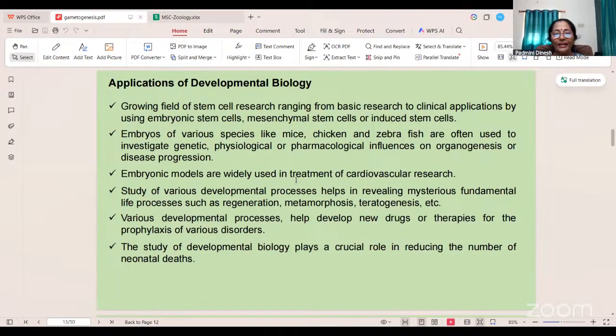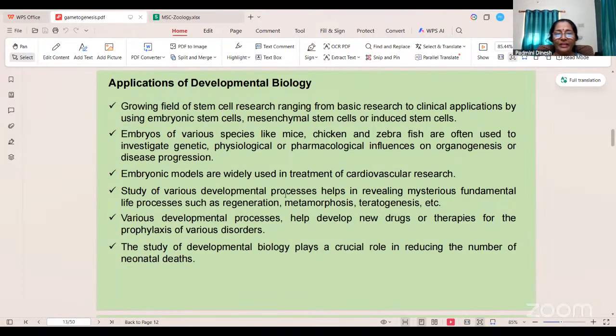Embryonic models are widely used in cardiovascular research because nowadays, at the drop of a hat, you find everyone having some cardiac problem, or somebody is having a heart attack, somebody is having a clot in the blood, angioplasty has to be done, a stent has to be used. All these problems are seen. So to treat that also, embryonic models are used to treat these particular diseases.